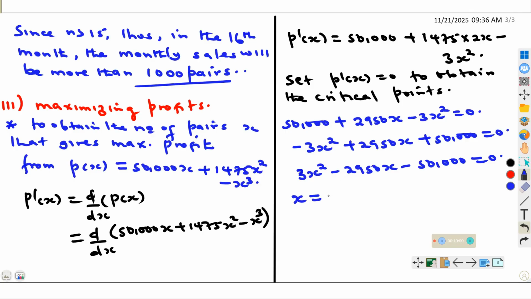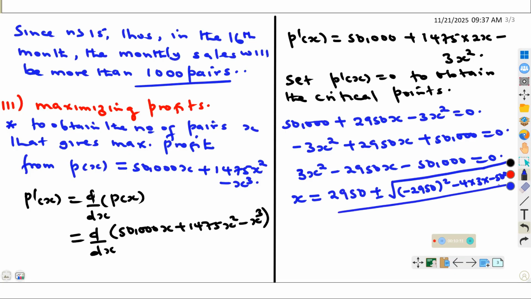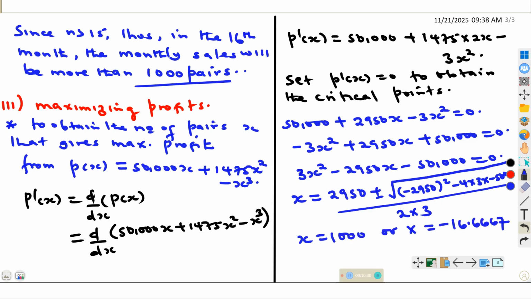So you will have x equal to minus of this, which would be 2,950, plus or minus the square root of negative 2,950 squared minus 4 times 3 times negative 50,000. The whole of this is divided by 2 times 3. So confirm whether you are able to get the values of x as 1,000 and x as negative 16.6667. So these will be the values of x.